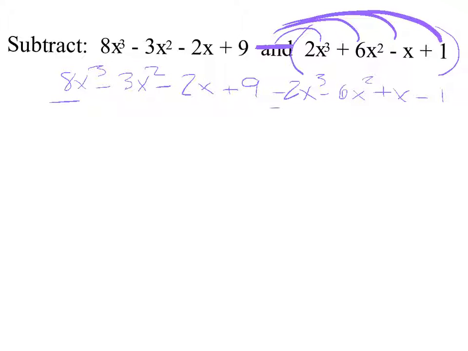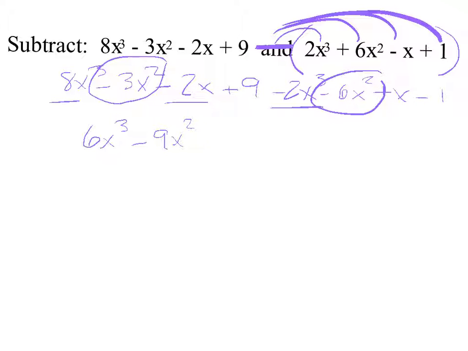And so then I can combine my like terms now. I don't have to worry about distributing anything. 8x cubed minus 2x cubed is 6x cubed. We have negative 3x squared minus 6x squared would be minus 9x squared. Negative 2x plus x would be minus 1x. And then plus 9 minus 1 would be plus 8.